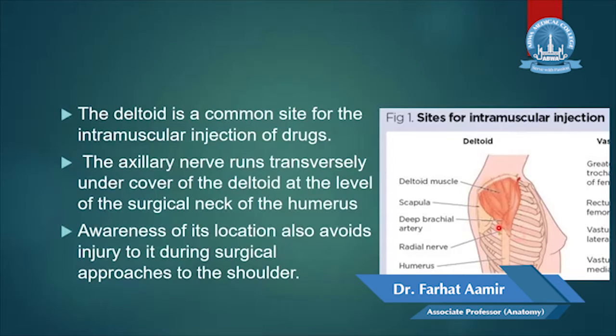The axillary nerve runs transversely under the cover of the deltoid at the level of the surgical neck of the humerus. So awareness of its location also avoids injury to it during the surgical approach to the shoulder. We should know where the surgical neck of the humerus is, because winding around the surgical neck of the humerus there is the axillary nerve. So while giving an injection or during surgery, we should know the location so that the axillary nerve is not damaged.